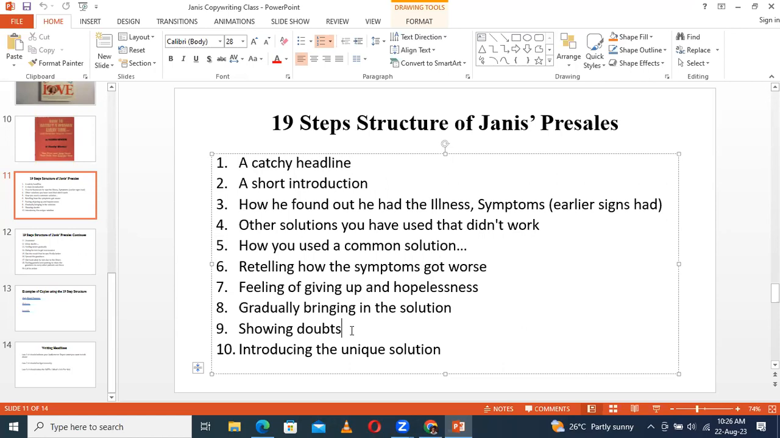So it is important, even though you want to be flexible with the 19-step Janice pre-sale structure. Don't forget this number 9 is important. Okay, so let's proceed.